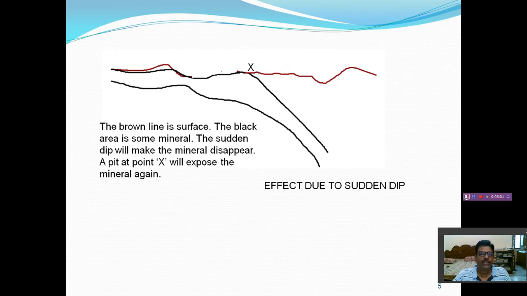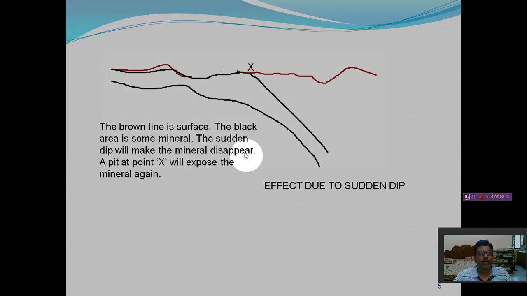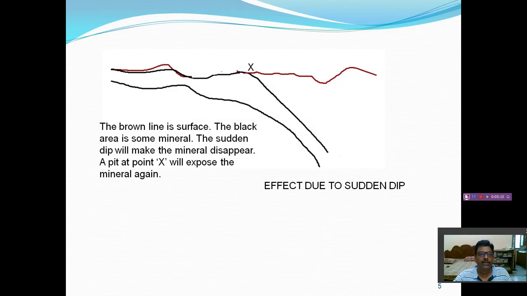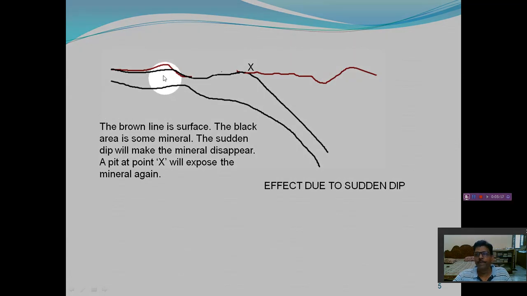Don't laugh at that picture. This brown line, whatever is there, it is the surface. You are seeing a section, okay? It is the surface. Now, here is some mineral. You can call it coal if you are a coal mining man, or a mineral here. Now, what happened? The material has dipped here. The material has suddenly dipped, you see. Dipping means it's going down.